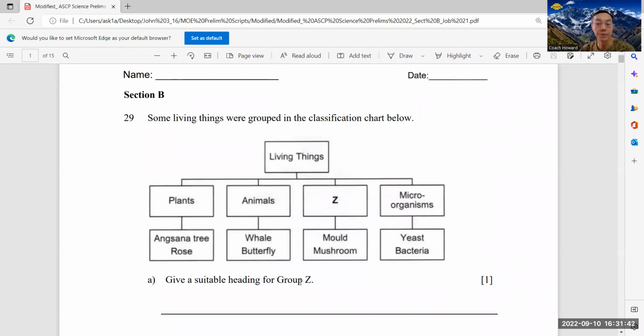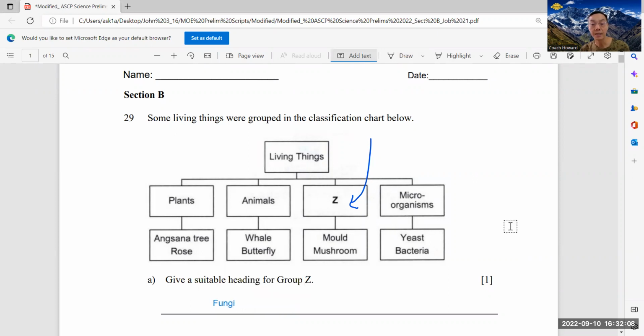So give a suitable heading for group Z. So group Z, as you can see, is here. There are plants, animals, Z, and microorganism. So if you have recorded your primary 3 science, the suitable heading for group Z will be fungi. So it's very straightforward. So the answer is fungi.